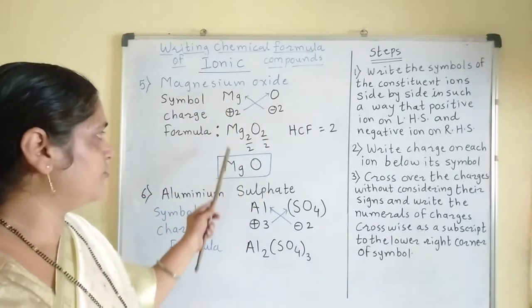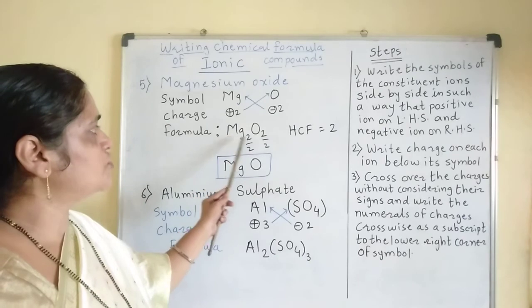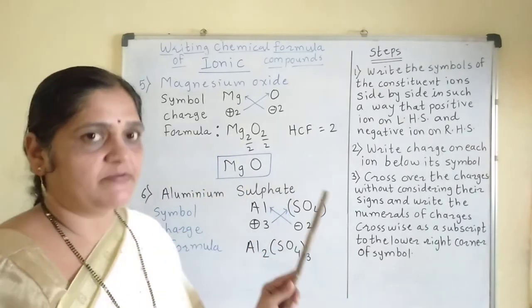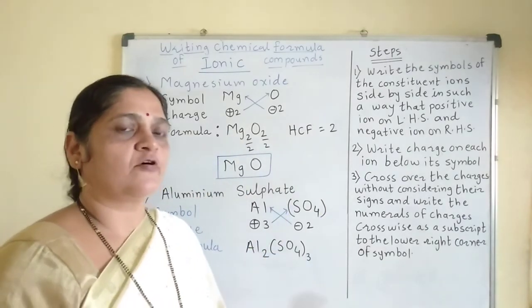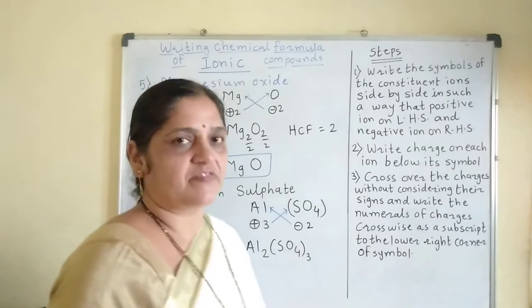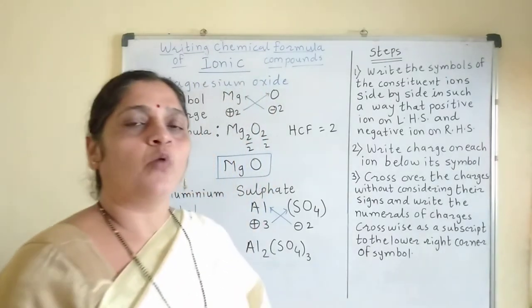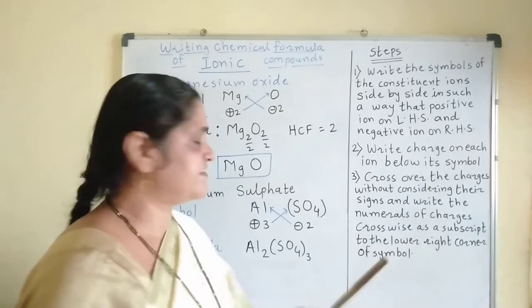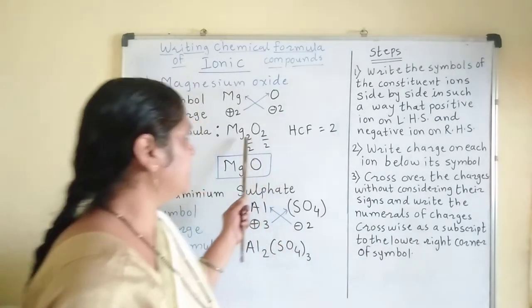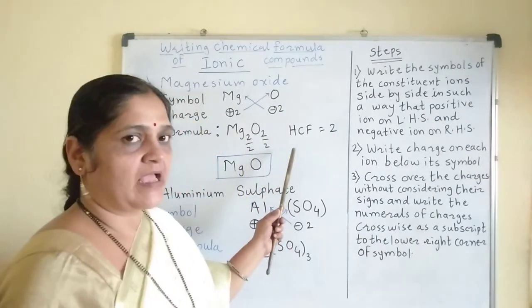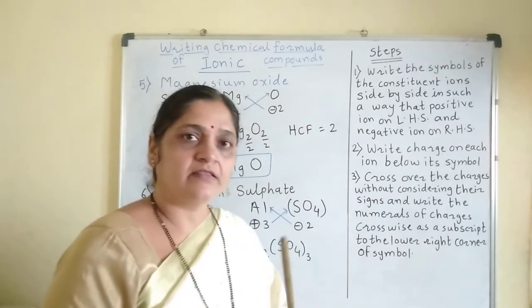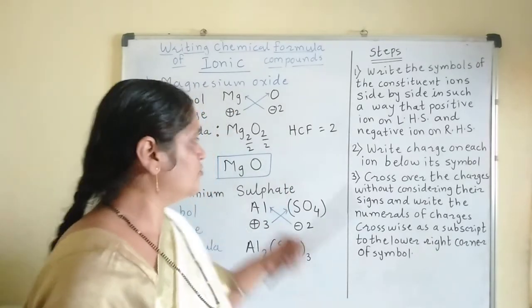So oxygen is also multiplied with 2 and magnesium is also multiplied with 2. So therefore your formula will be Mg2O2. This will be your formula. But this is not the correct formula for magnesium oxide. Now here we have to again consider the common factor or HCF for this.